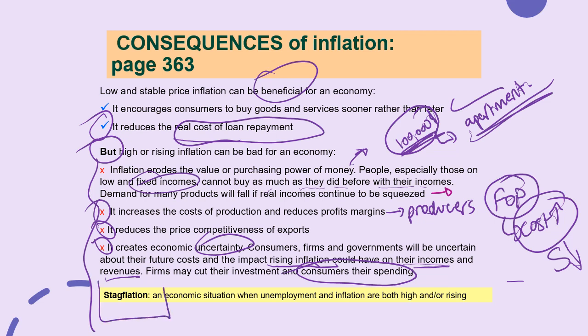Now, there is one term, it's called stagflation. What does it mean? It is an economic situation when unemployment and inflation are both high or rising. So this is a very bad situation in the economy.